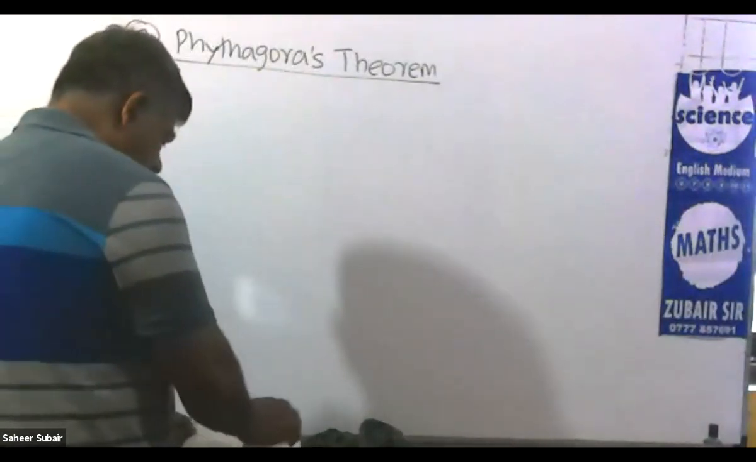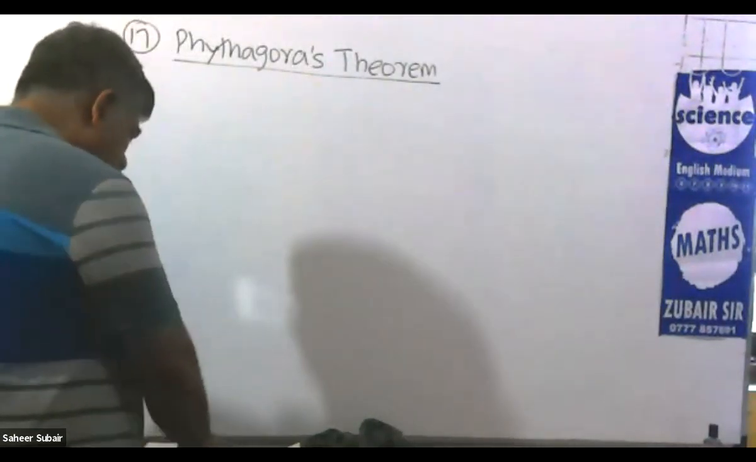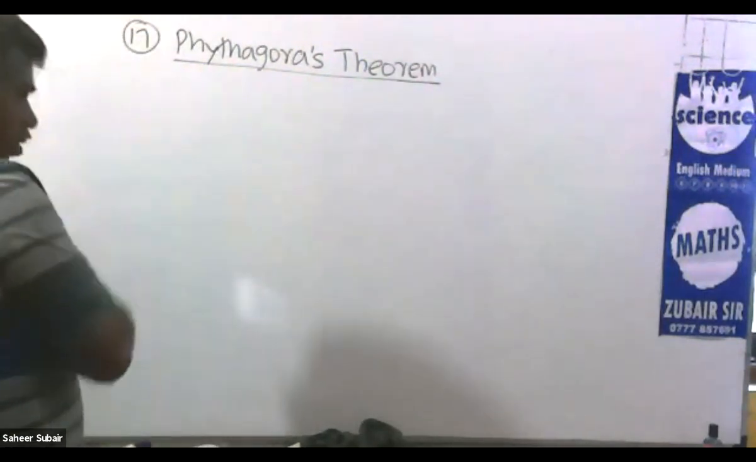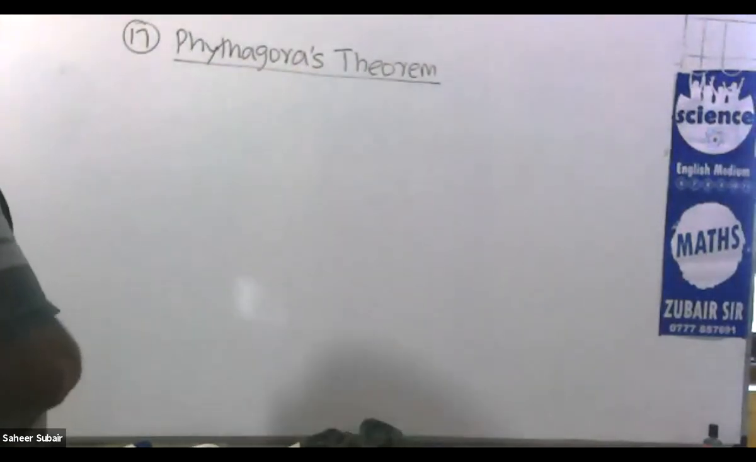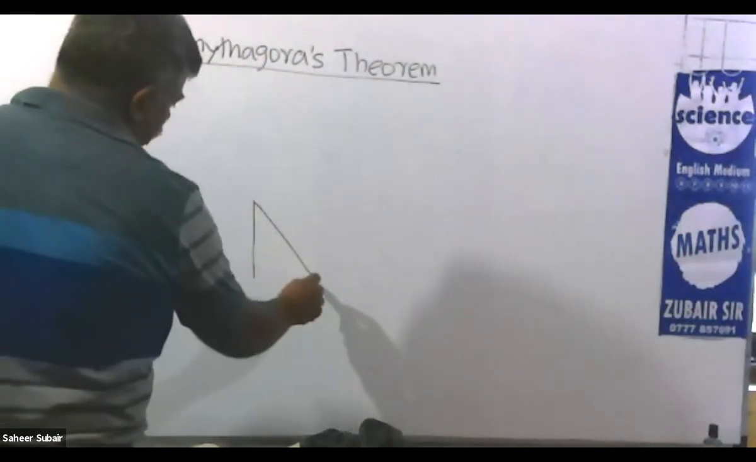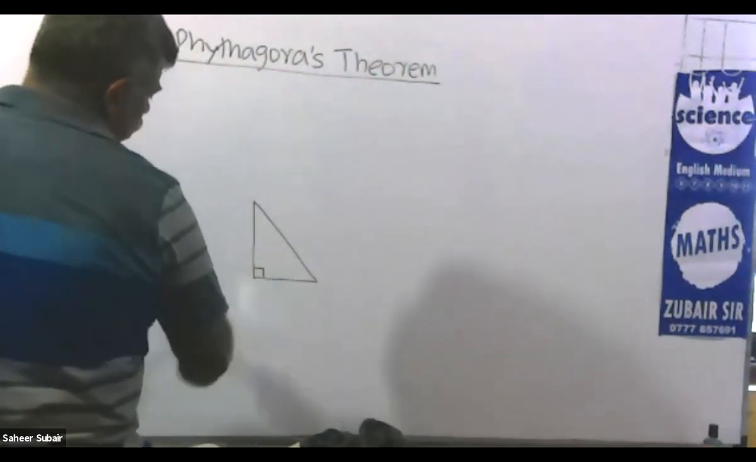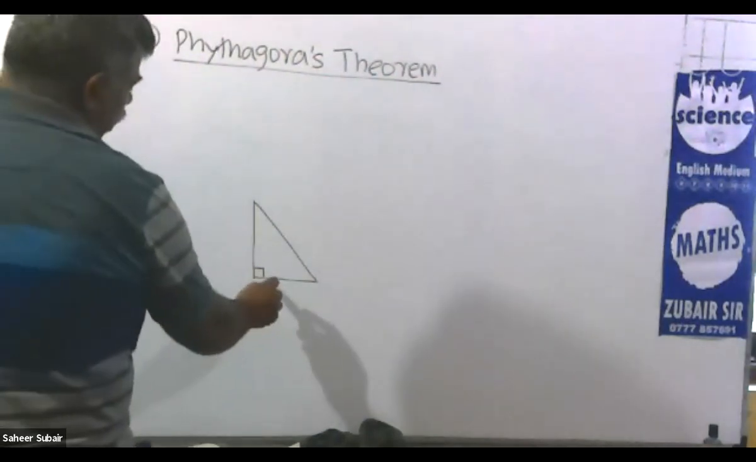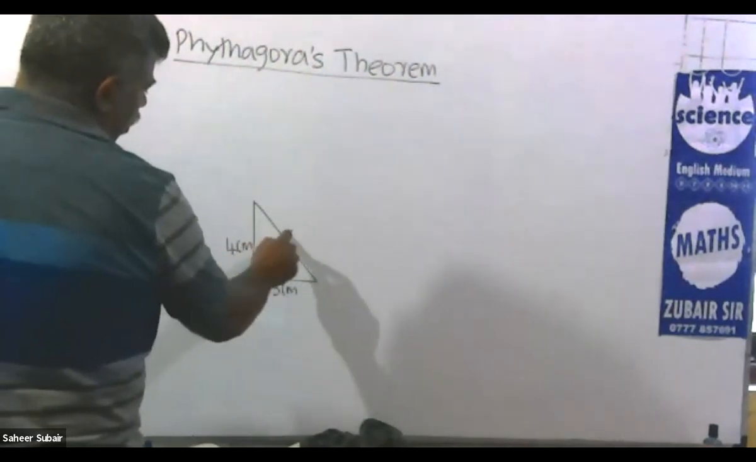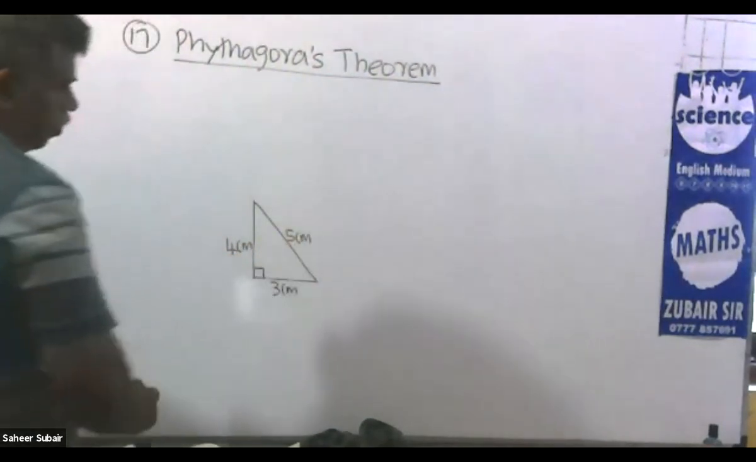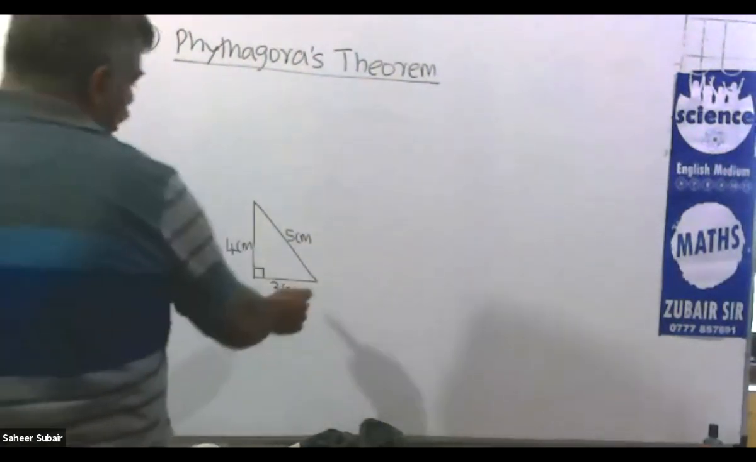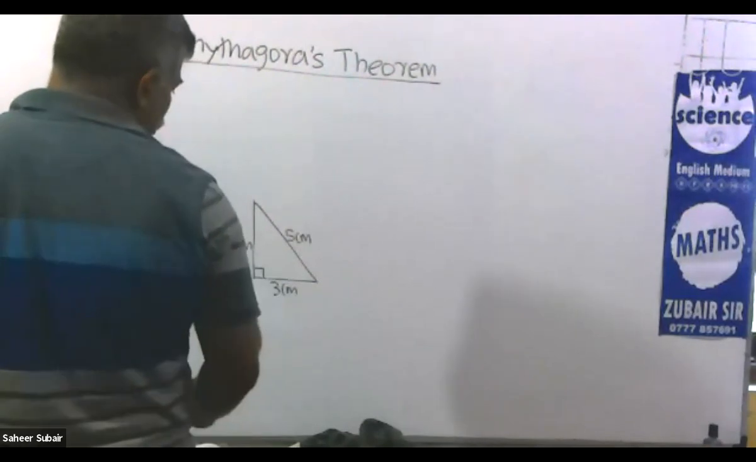So you know Pythagoras is the greatest person. In grade 9 also we have studied about Pythagoras theorem. First we'll see what his theorem is. Now we'll make a right angle triangle. We'll take one side as 3 centimeter, another side as 4 centimeter, and the third side as 5 centimeter. By taking this measurement you can make a right angle triangle.